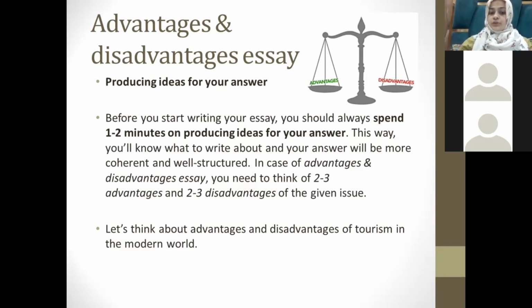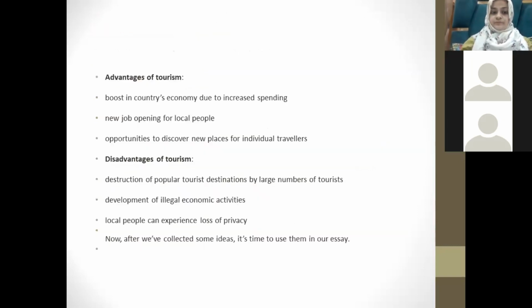So now you are going to produce the ideas. In this way, you will know what to write about, and your answer will be more coherent, more cohesive, and well structured. In the case of advantages and disadvantages essays, it totally depends upon you whether you take 2 advantages and 2 disadvantages. You can take 3 advantages and 3 disadvantages of the given issue. Now let's think about the advantages and disadvantages of tourism in this modern world.